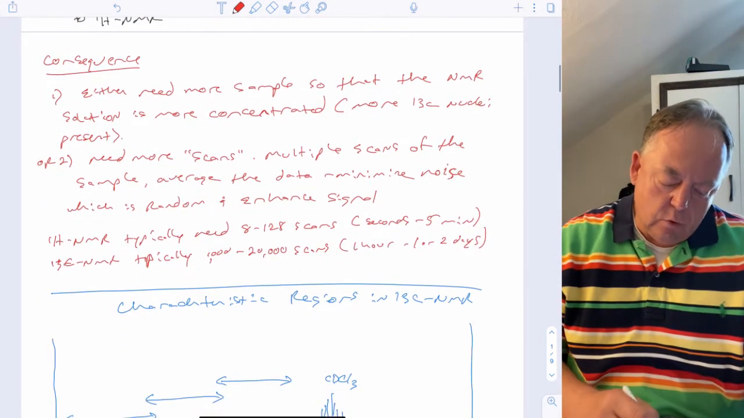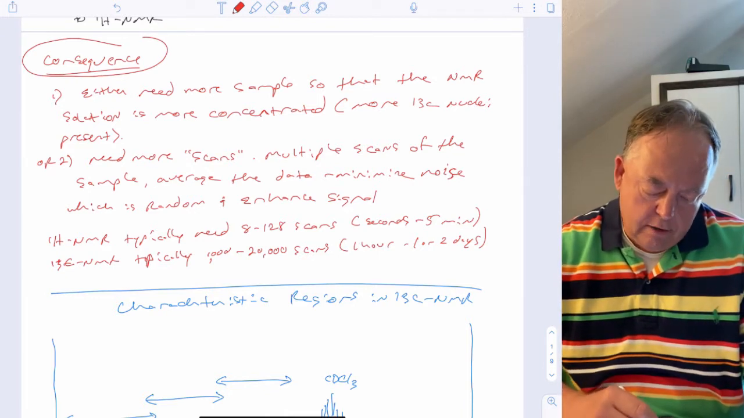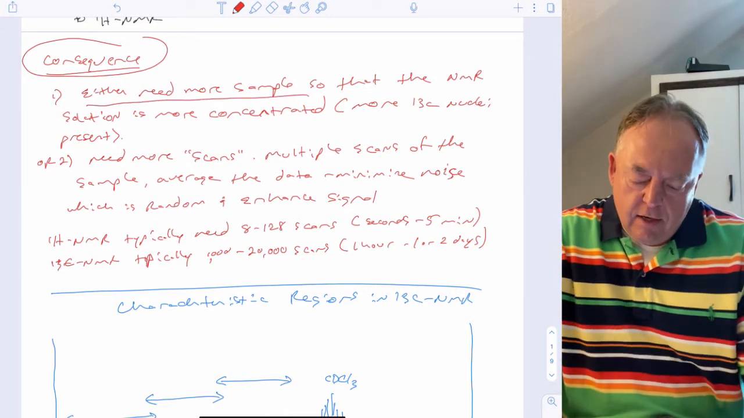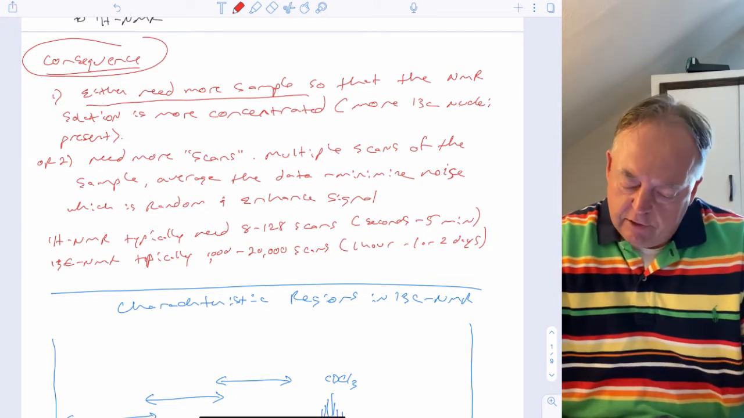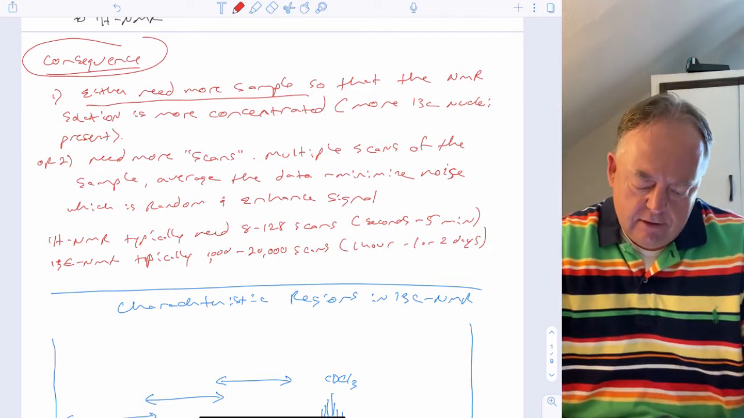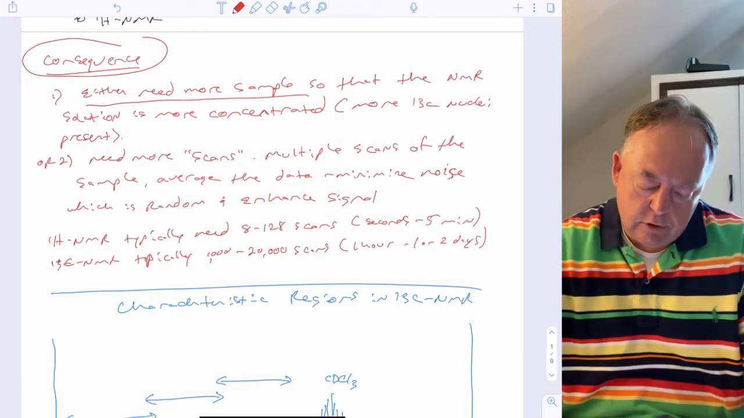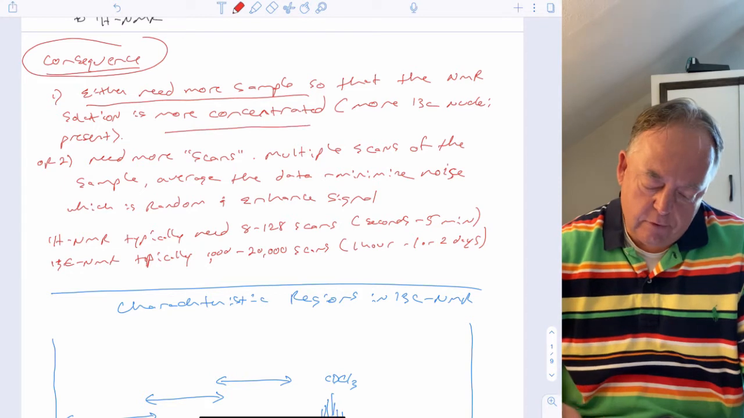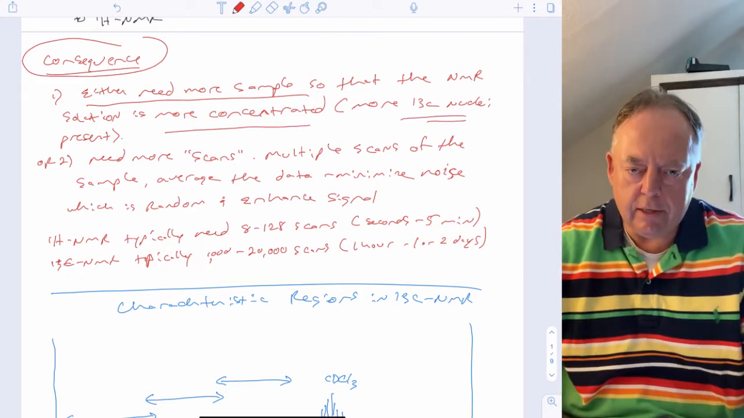So there are consequences to this, a couple of consequences. One, that means you need more sample because there are not very many carbon-13s in molecules, since it's only 1.1% natural abundance and they're not very sensitive. So you need more sample so that you can make a more concentrated sample, right? If the sample is more concentrated, then there's going to be more carbon-13 nuclei present.